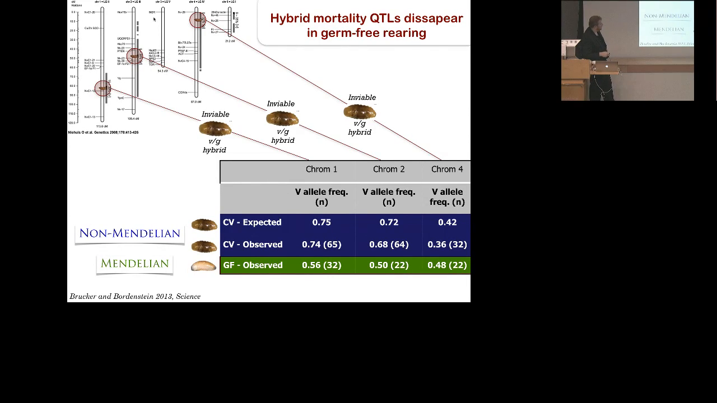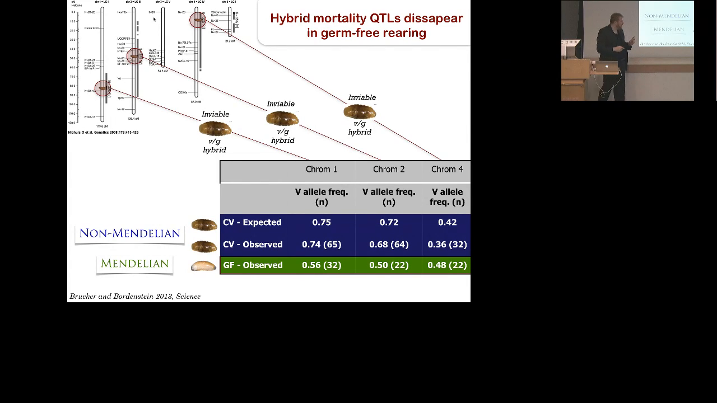So if you take this particular allele from chromosome 1, this particular allele from chromosome 2, and then a relatively benign marker ratio distortion of 0.4 from this particular chromosome, we can recapitulate those results with conventional rearing. But when we do germ-free rearing, the ratios of these alleles go back to Mendelian ratios of 50-50.